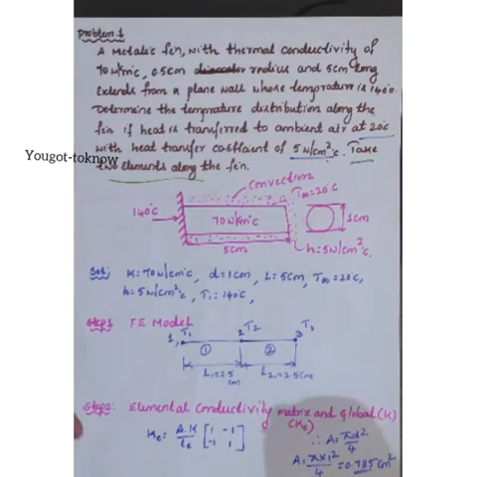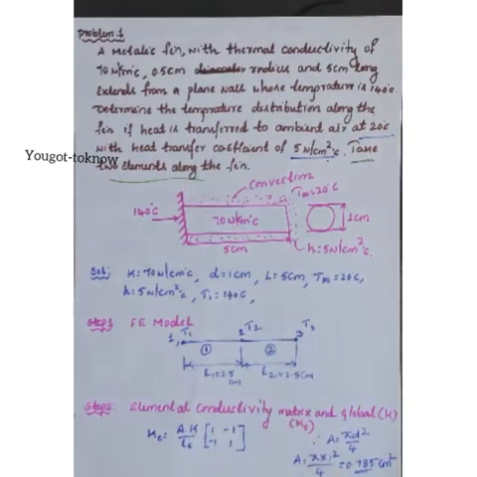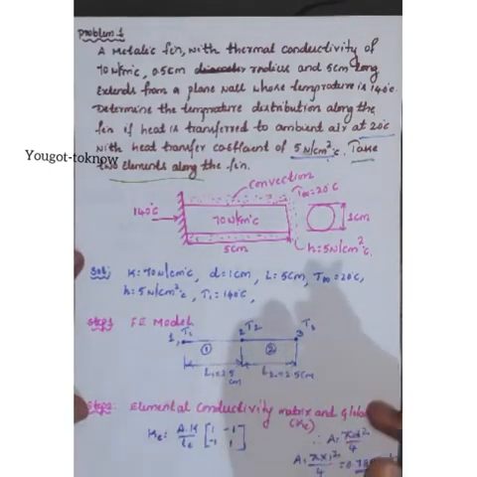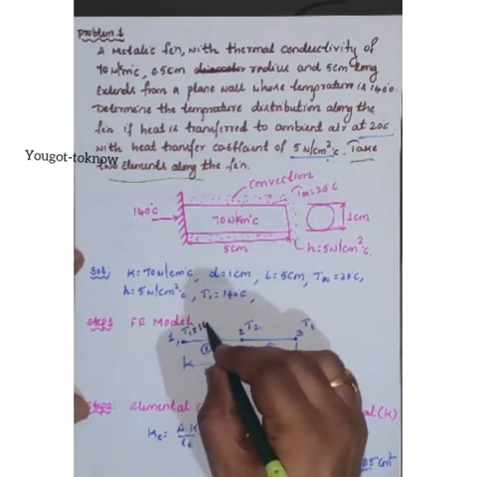Okay, 2.5 and 2.5. Why 2.5? Because the total distance is 5 centimeter, and I am dividing it into 2 parts, 2.5 and 2.5. Now T1, T2, T3 are the temperatures, but the known temperature is T1. T1 is given as 140 degrees Celsius.